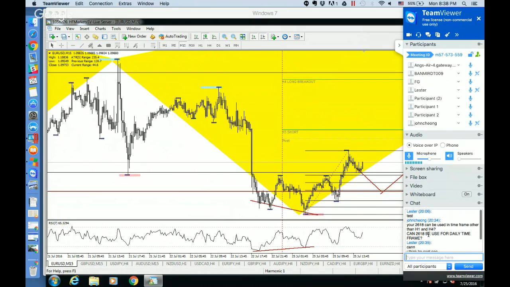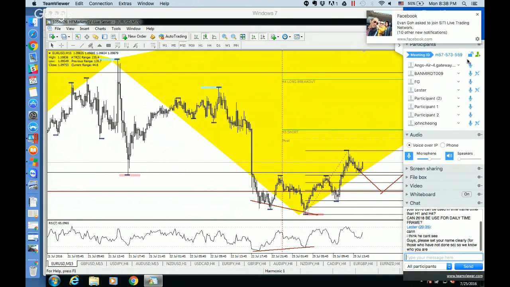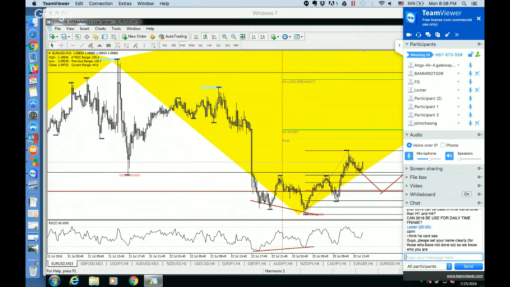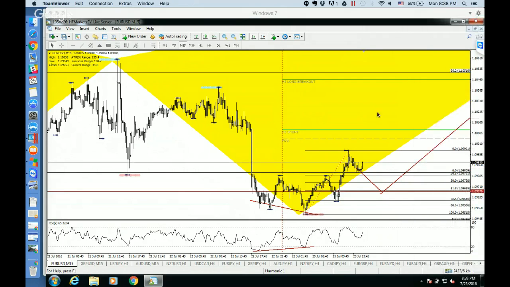Okay, John asks, can the divergence setup be used for any time frame other than H1 and H4? Yes, you can. I think Lester also answered that. Yes, you can do that. Basically, all the technical strategies that we share with you are applicable to any time frame.